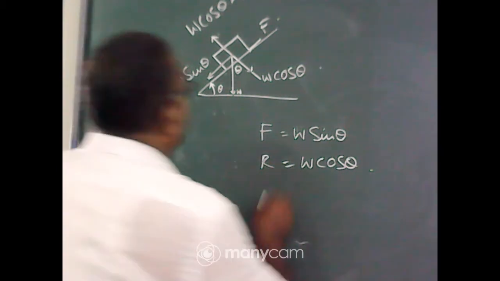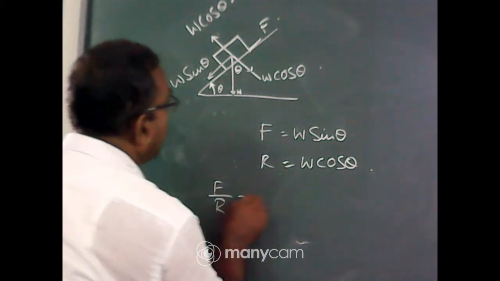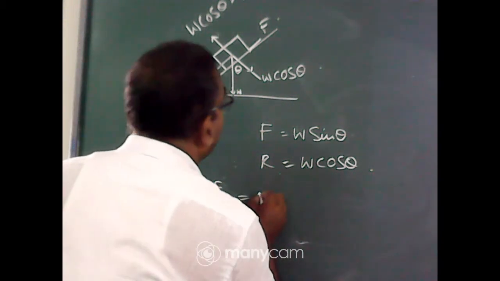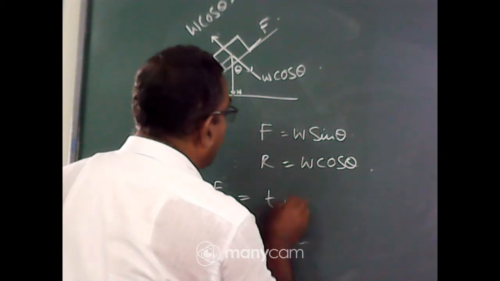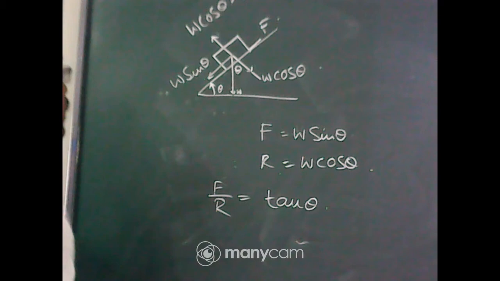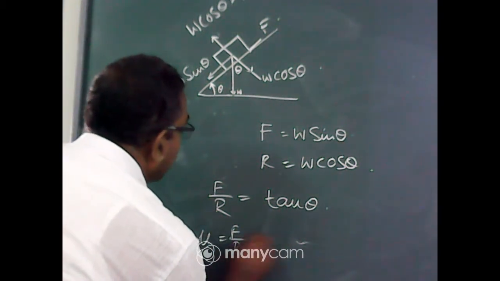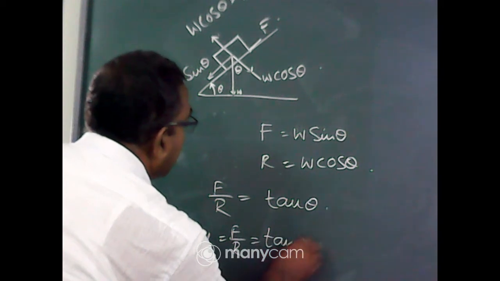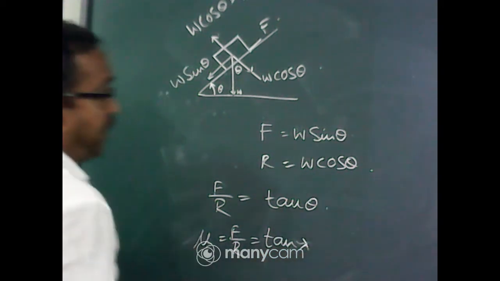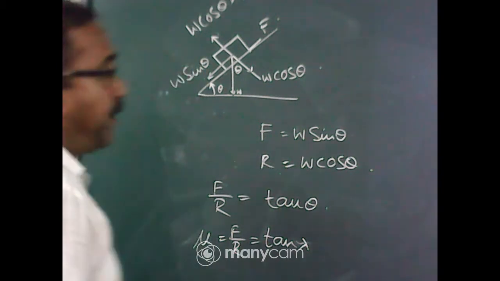R equal to W cos theta. What is the value of F by R? F by R equal to W sin theta by W cos theta, equal to tan theta. So my dear student, you know it. Mu equal to F by R equal to tan lambda. Lambda means angle of friction.